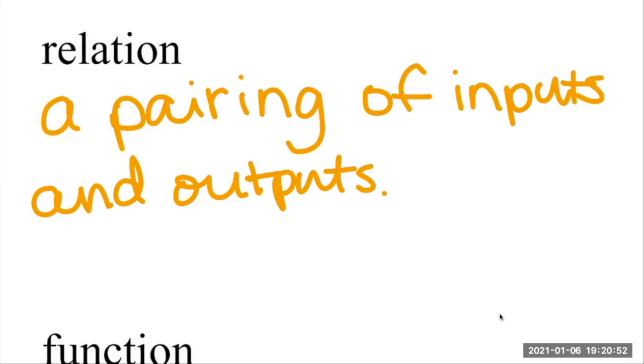Next is a function. A function is a relation that pairs each input with exactly one output. And as always, you can pause this to make sure you get it written down completely.